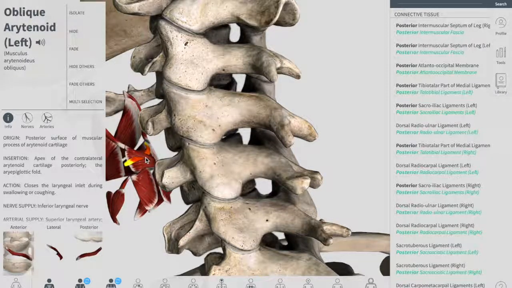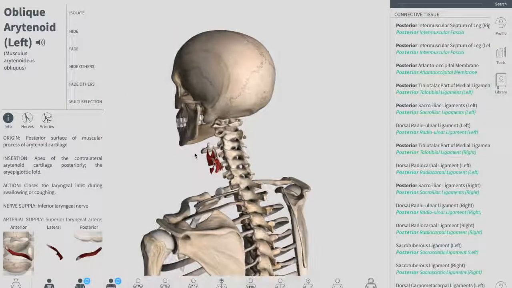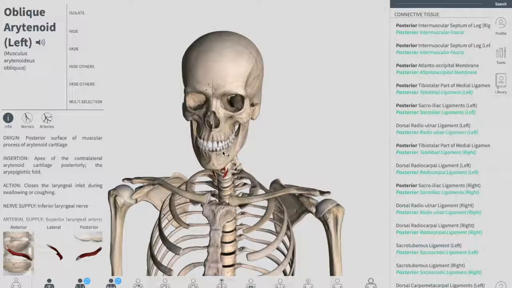Its attachment spans from one arytenoid cartilage to the opposite arytenoid. Very simple. Action, again, is adduction of the arytenoid cartilage. Innervation is the inferior laryngeal nerve, which is the branch of the recurrent laryngeal nerve. So this is it regarding the muscles of the larynx.